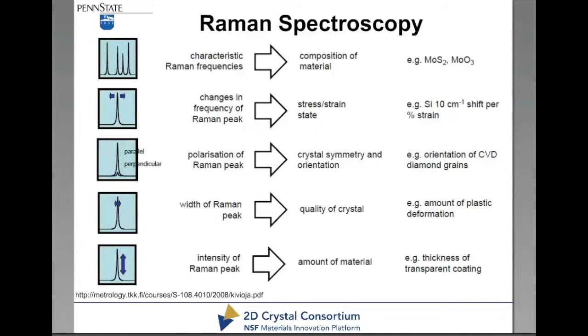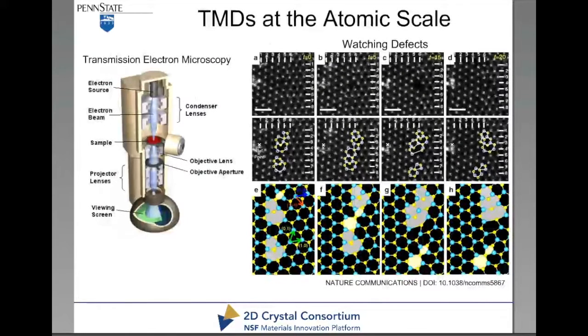So we can get a lot of things from Raman that can quickly give us an identification of what the properties of the material are and whether it's worth moving forward with the characterization. But if we want to actually get to things and look at the atomic scale and the atomic arrangement of these 2D materials, we need to go more sophisticated.